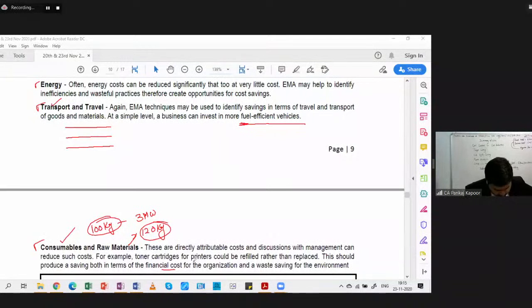Neil is suggesting, sir, imagine India adopting an e-vehicle strategy recently. Yes, absolutely. Any such strategy will be helpful to the company.